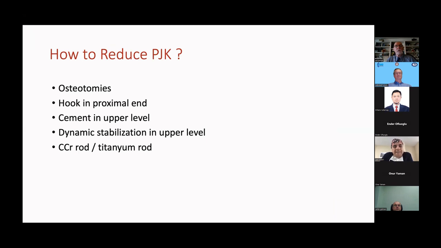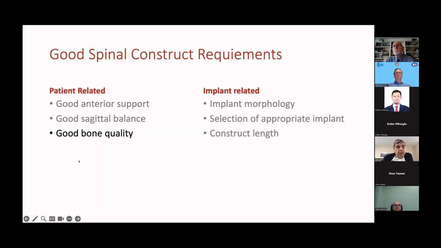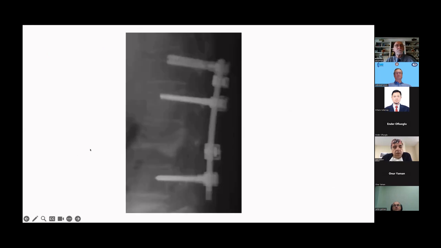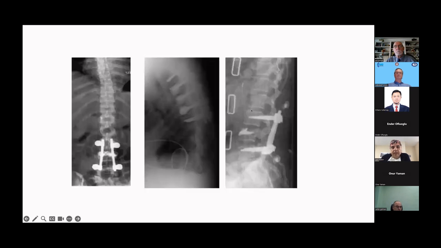There are, of course, many strategies to prevent proximal junctional kyphosis: osteotomies, the use of hooks in the proximal and cement in the upper level, dynamic stabilization, and different rods. So another problem is bone quality. In most cases, as I mentioned, poor bone quality is important. Even if you use the best implants, if there is poor bone quality, this system may fail and you may experience pull out of the system.